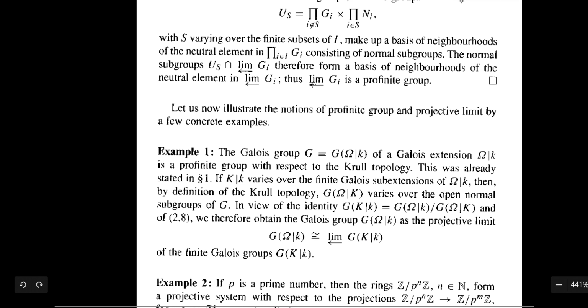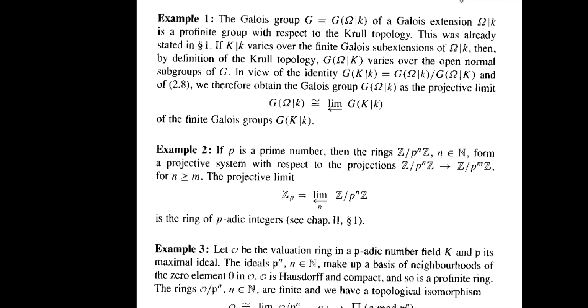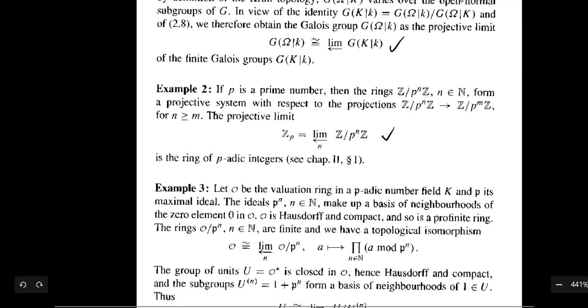Let us now illustrate the notion of profinite group and projective limit by a few concrete examples. The Galois group: this is what we have solved before in the first section when we established this. The transition morphism is given by the quotient. We have solved this. This is a typical example.